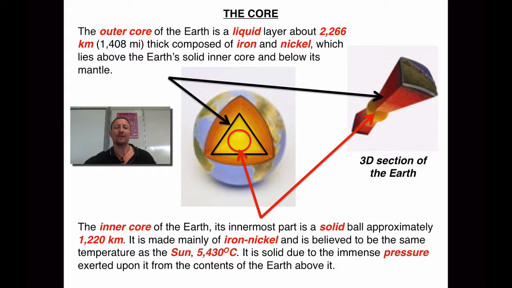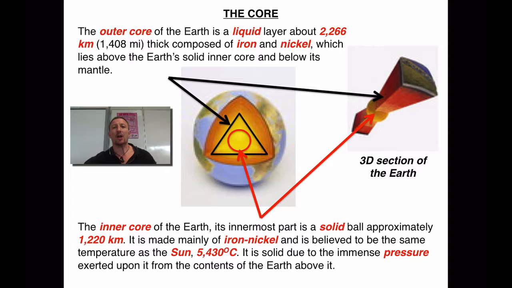Now below that we've then got the inner core. Now the inner core is believed to be a nickel iron solid. Now it's believed to be the same temperature as the surface of the Sun, around about 5,430 degrees Celsius, so it's incredibly hot. Now you may say, if it's so hot, why is it a solid? Well, remember, it's got a huge amount of pressure pushing down on it. It's 1,220 kilometers thick, and basically it's spinning.